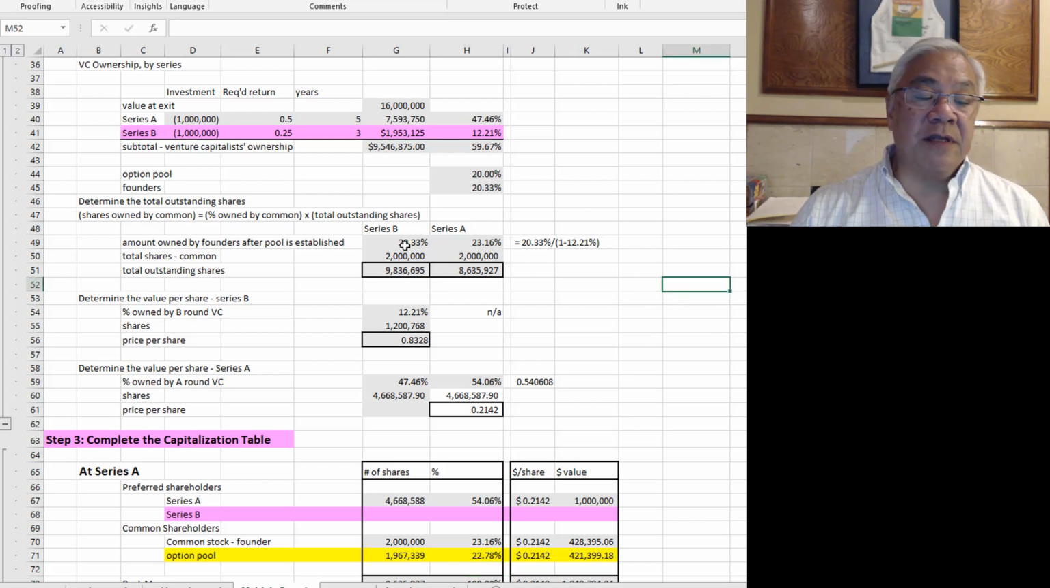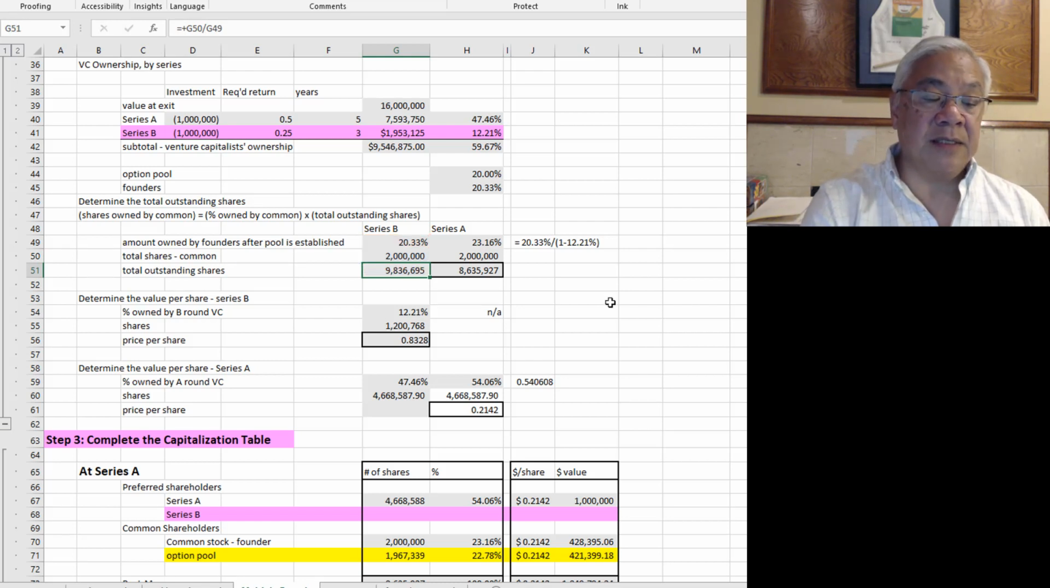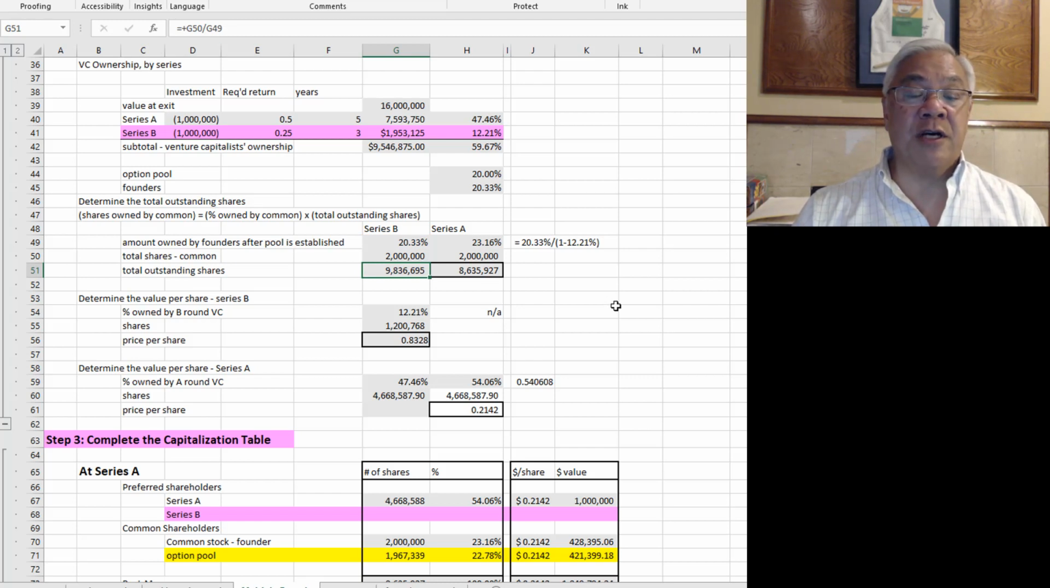All right, so now the part gets a little tricky because we have 2 financings. So we know that after the Series B, the ownership of the common is this 20.33. If the number of shares outstanding is 2 million, then the total outstanding as of the end of year 5 will be this number. It's 2 million represents 20.33%, which means the total outstanding are 9.836 million shares.